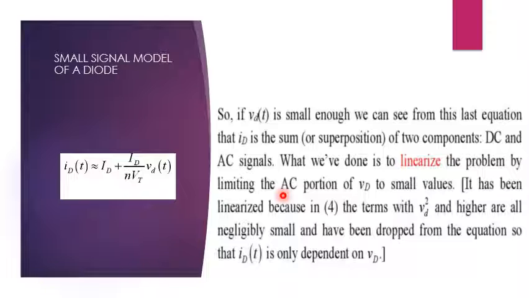When you substitute that exponential series in your original equation, you will get i_D(t) approximately equal to I_D plus I_D over eta V_T times v_d(t). Now we have linearized, because the terms with v_d squared and higher orders are all negligible.